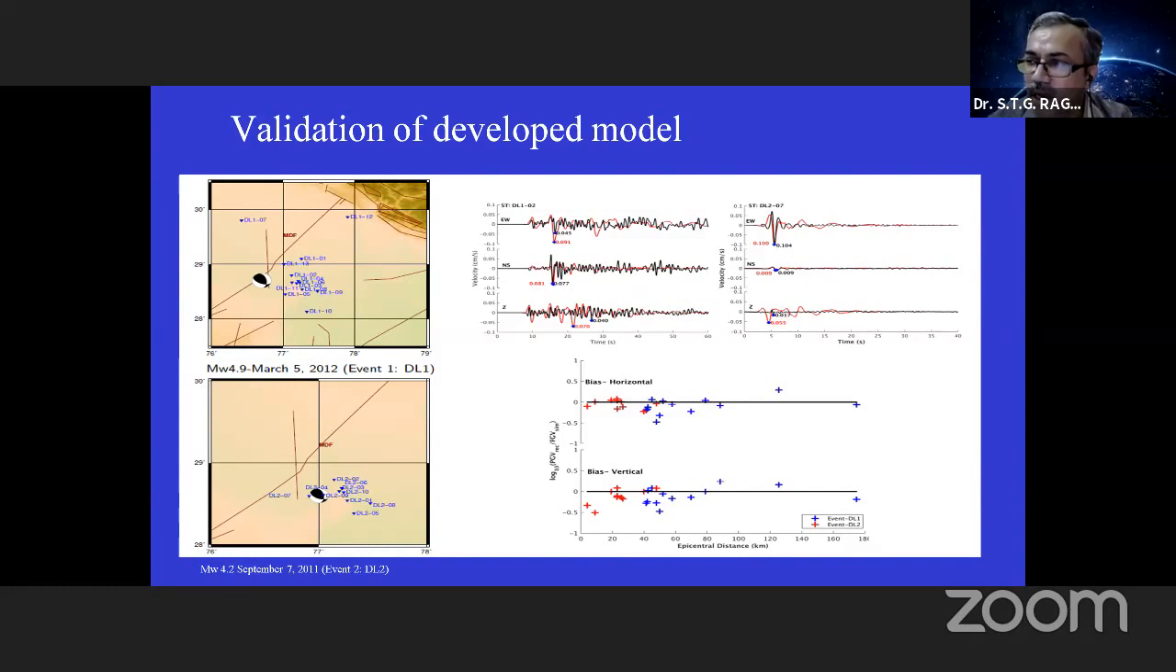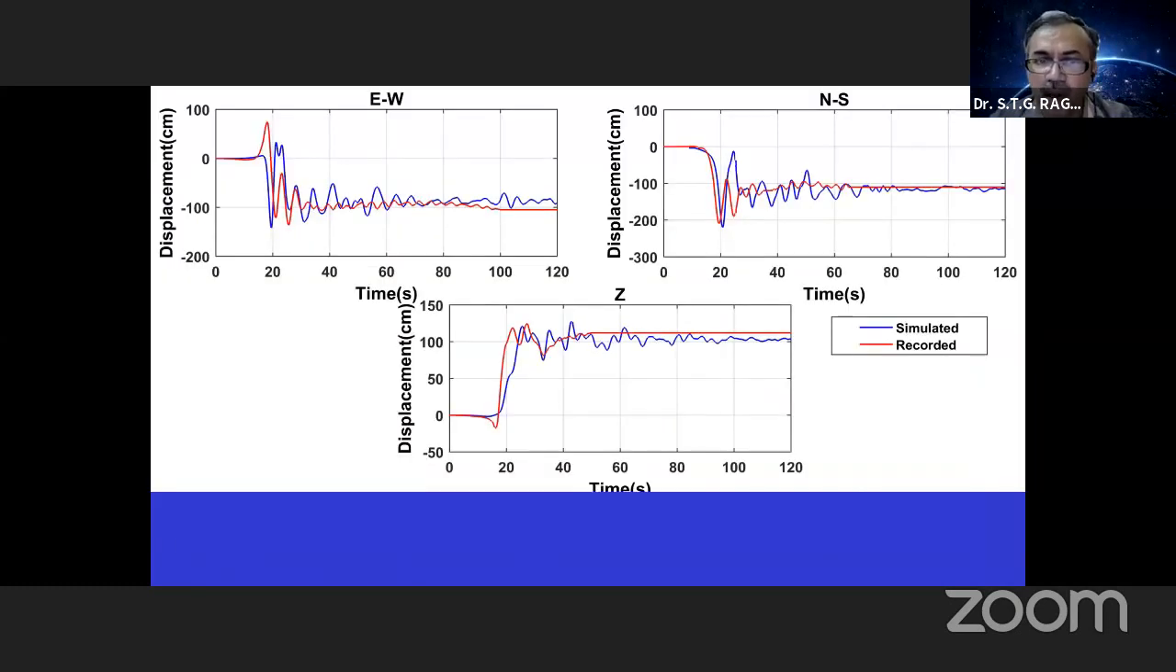They compare very nicely with the data, and they are capable of simulating these earthquakes themselves. And this is for Nepal. You can see the red one is the recorded time history, and the blue one is the simulated result. You can see the computational models are capable of matching the recorded data itself.